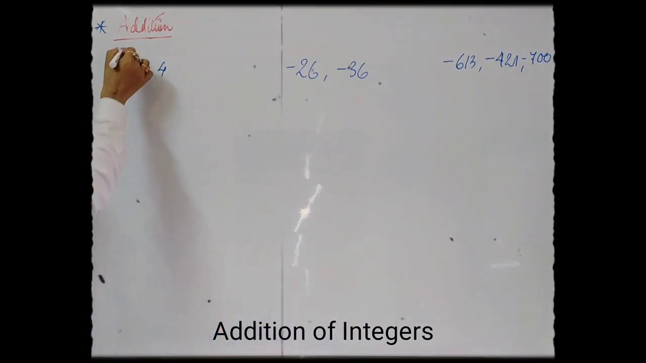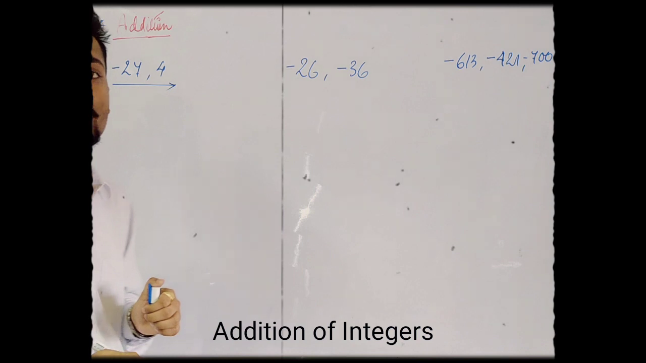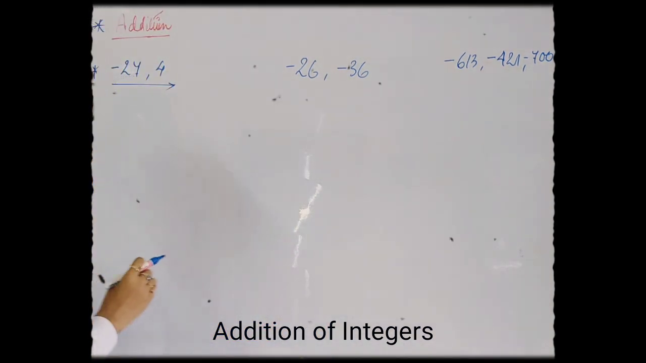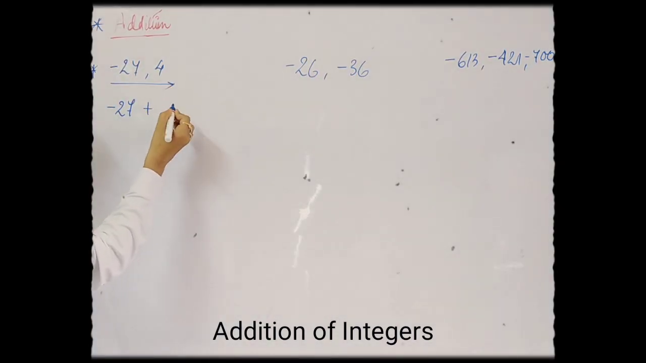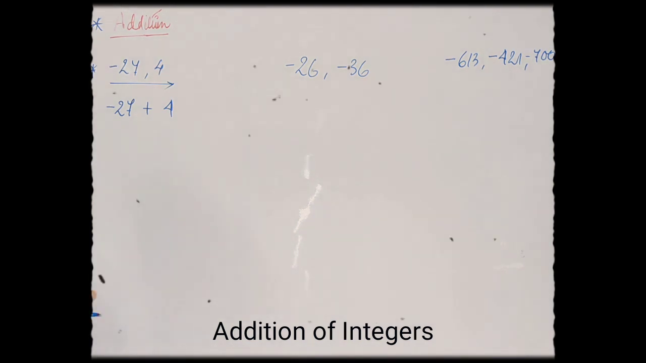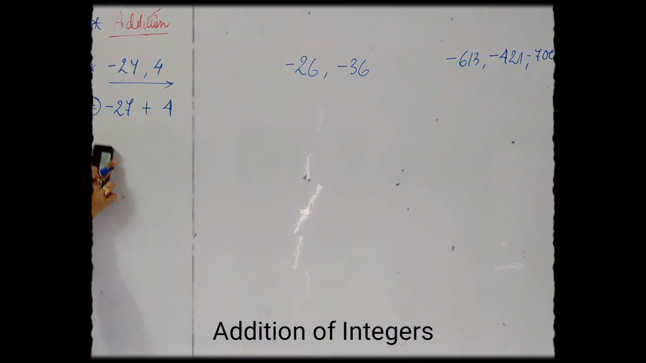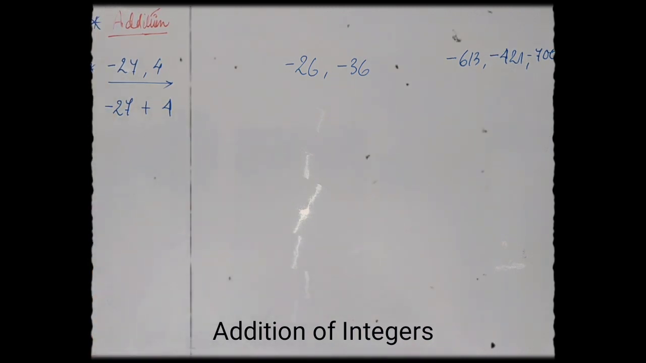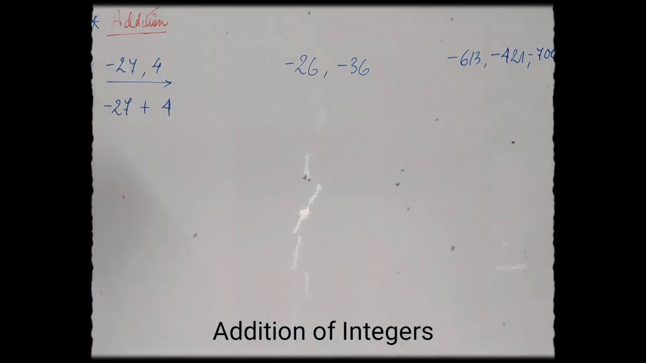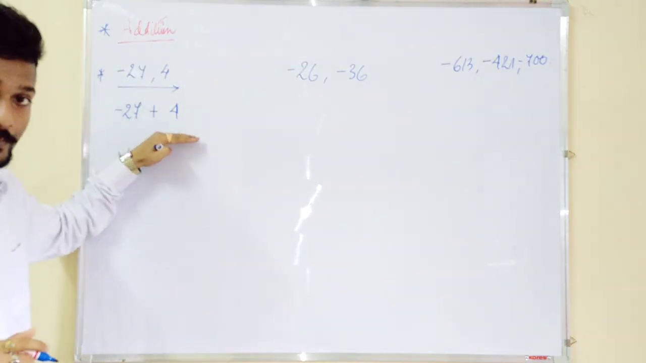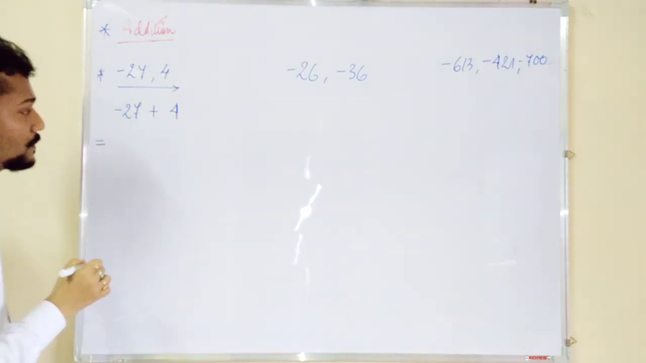So let us see. First, what is given? Minus 27 and 4. We need to add minus 27 and 4. So let us take minus 27. In place of the comma, I am going to put plus 4. Now remember one thing here, I have not used any equal to sign, and we should not use an equal to sign here. Why? Because minus 27 comma 4 is not equal to minus 27 plus 4. Is that clear?